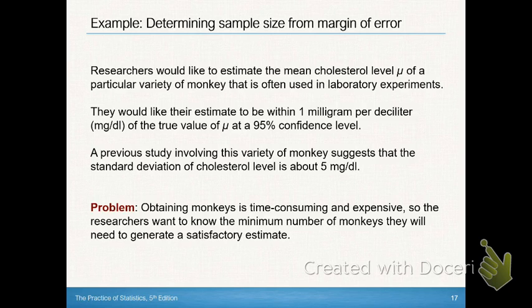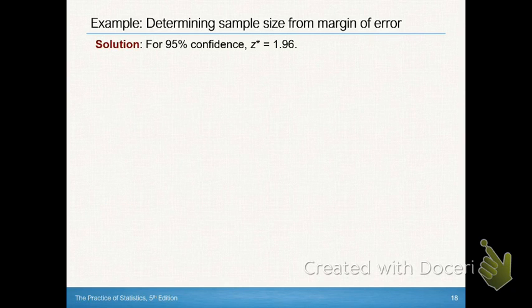So we're going through our 4-step process here. We don't want to obtain more monkeys than needed because it is an added expense for our research. So we want to get the least number possible. So first we're going to find our critical z.